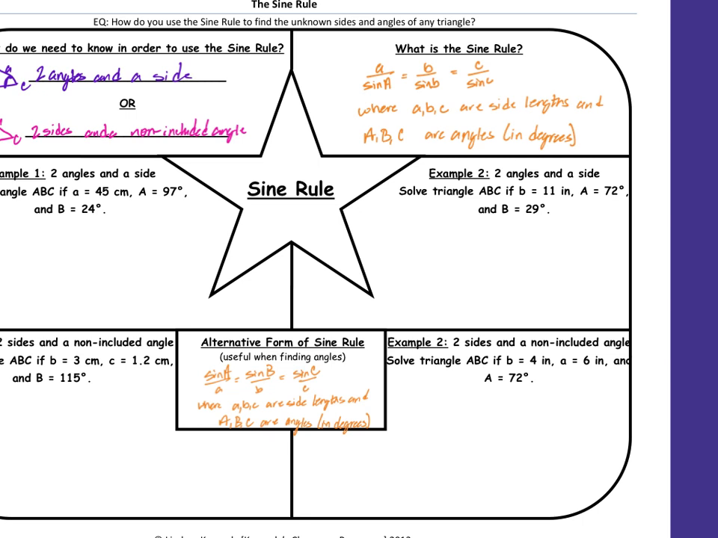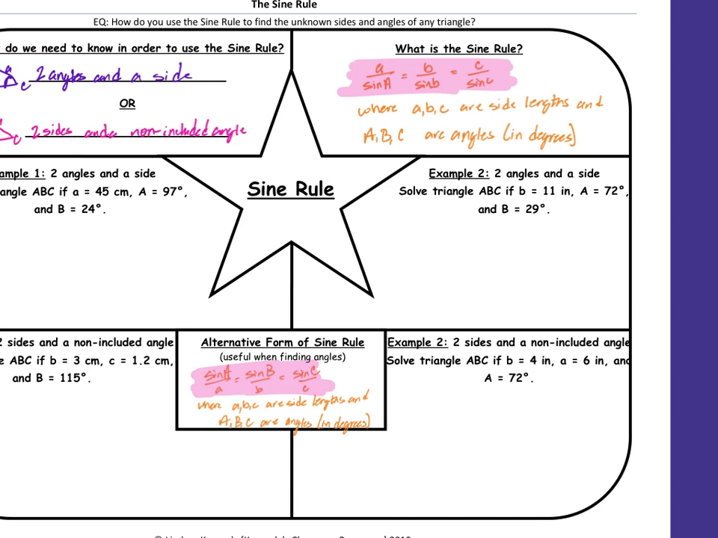If you like to use this one the best, then use this one for all of them. Or if you like the sine on the top, then pick this one. Honestly, it doesn't matter. There might be one more step when you're solving it, but it's okay. Just pick one of the two formulas, know what it is, and use that one.